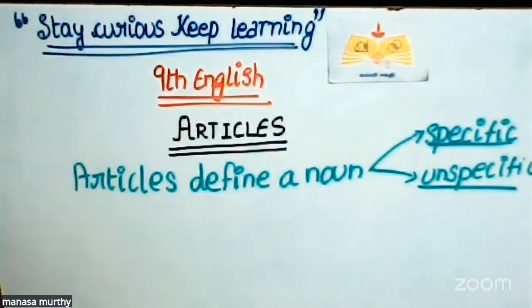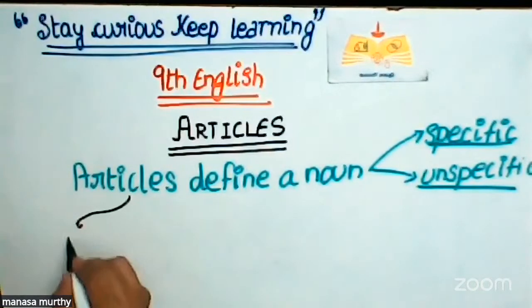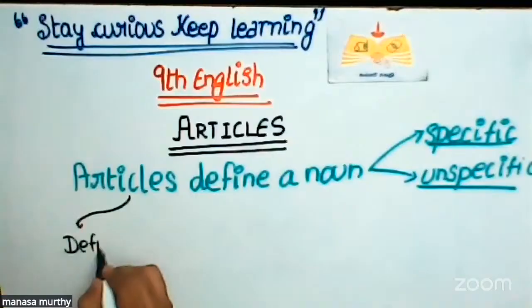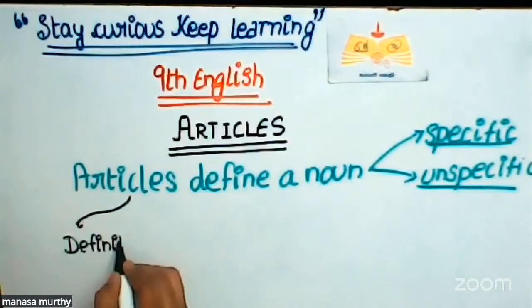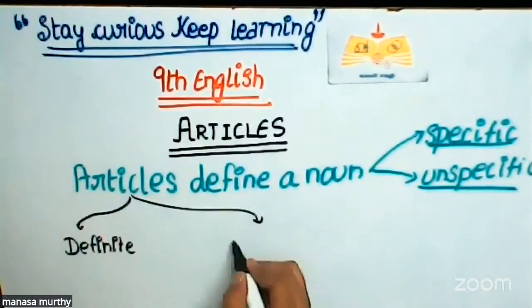So we have two types of articles. One is definite, that is the specific one. Definite, indefinite.